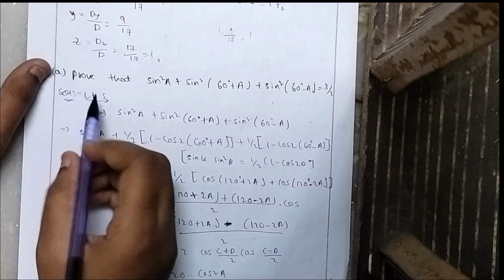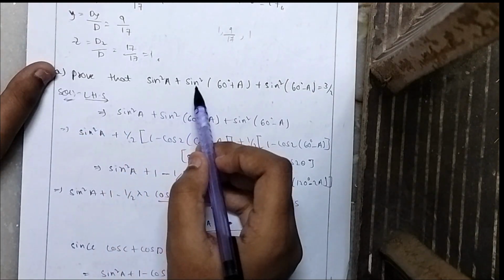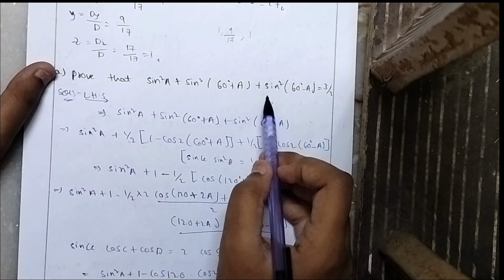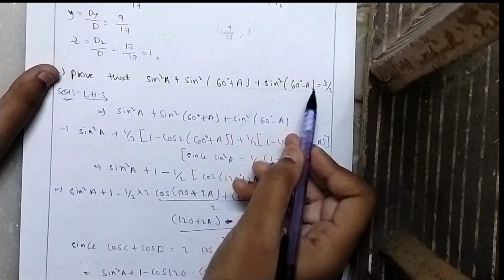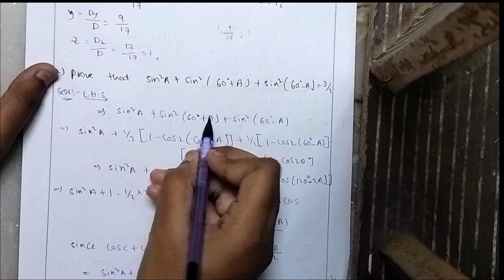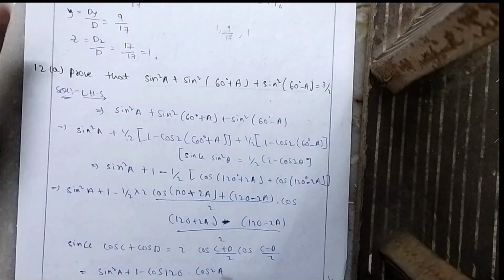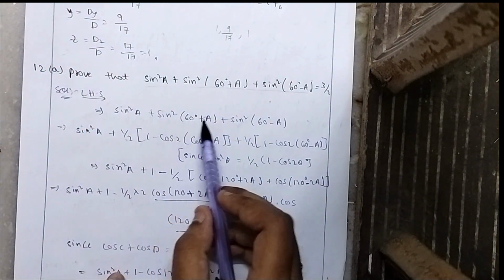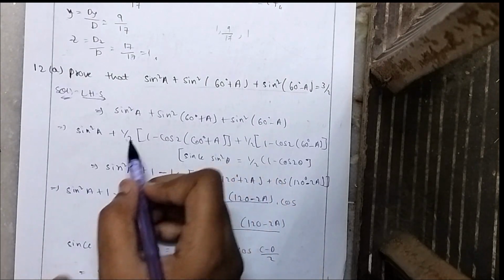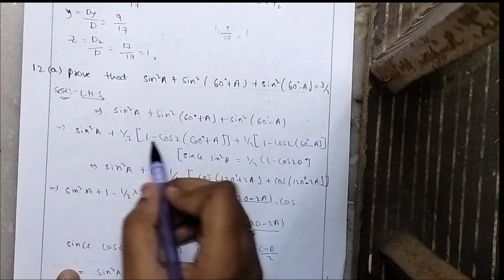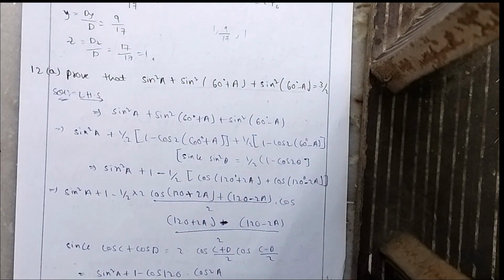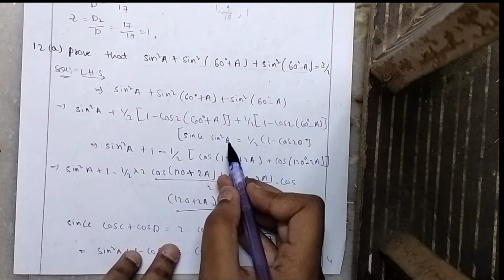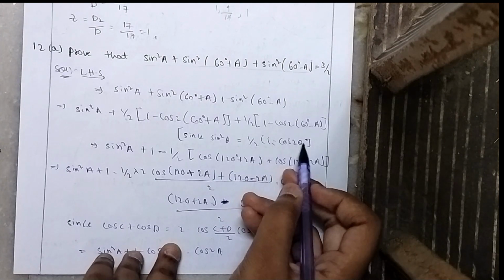Now 12th one. Prove that sin square A plus sin square 60 plus A plus sin square 60 minus A equals 3 by 2. So now taking the LHS value, sin square A plus sin square 60 plus A plus sin square 60 minus A. You know the formula that sin square theta equals half into 1 minus cos 2 theta.